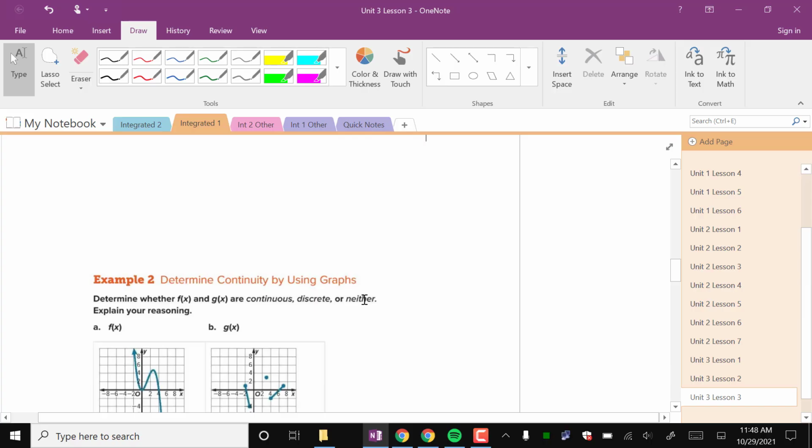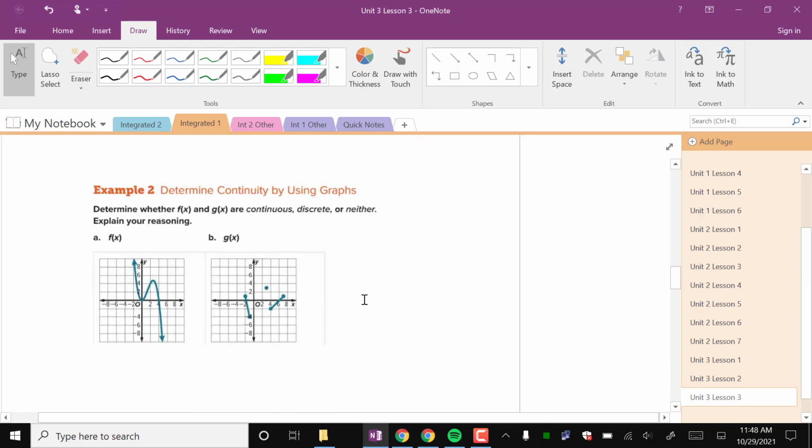So let's take a look at example 2. Determine if this is continuous, discrete, or neither. Let's take a look at the first one, A. If we notice, this is a nice curve that comes down, goes back up, and then goes down and keeps going. So this will be a continuous function, and the reason for that is because it is connected at all points. It makes a nice curve.